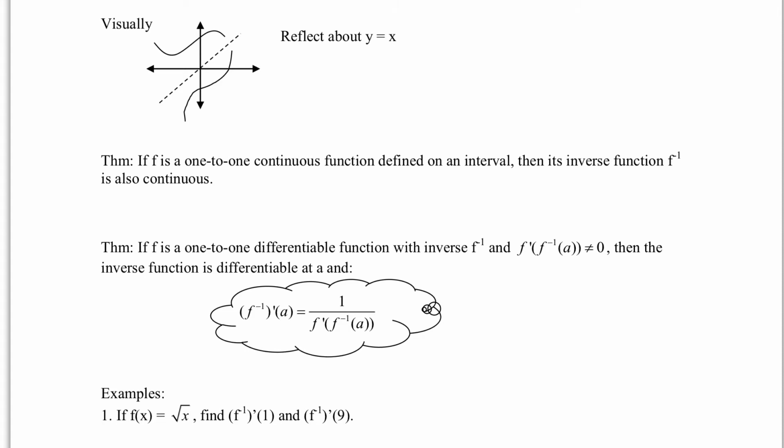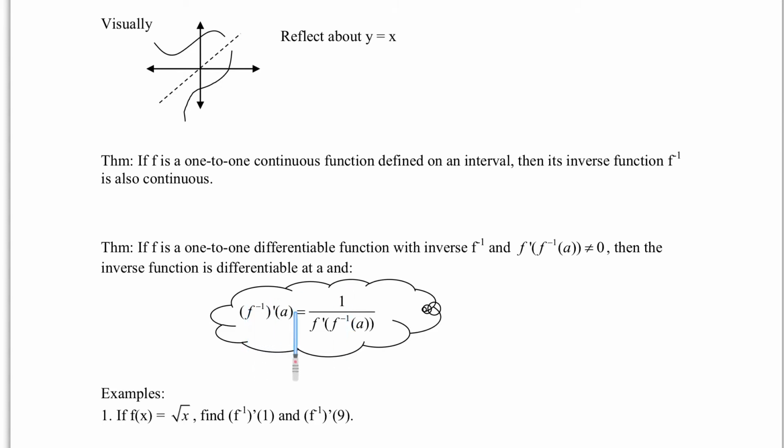Here's what we're going to do with all this. We are going to apply it to find what's called the inverse derivative, because sometimes a direct brute-force method won't help you, so we have to come up with another way, and this is the other way. If f is a one-to-one differentiable function with inverse f inverse, and f prime of the inverse of a doesn't equal 0, then the inverse function is differentiable. Right here is our formula to find the derivative of an inverse.